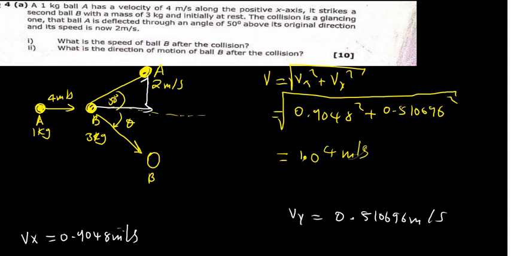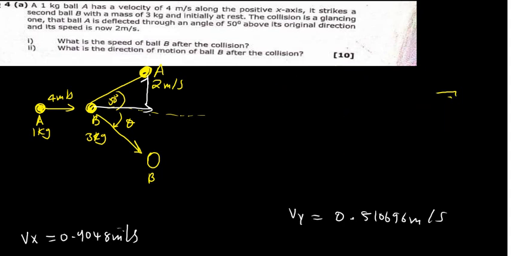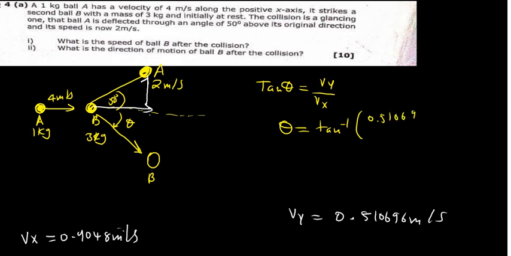To be able to find the direction of motion, that is simply the angle when they're asking about direction, and tan theta is given by y component over x component. So theta is going to be tan inverse of y component, which is 0.51069, and then divided by x component, which is 0.9048.